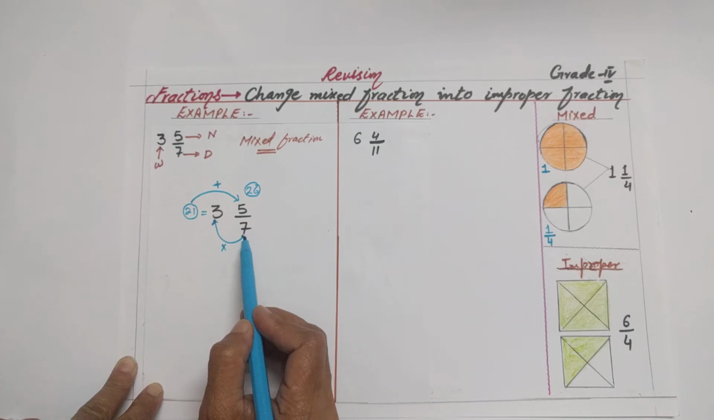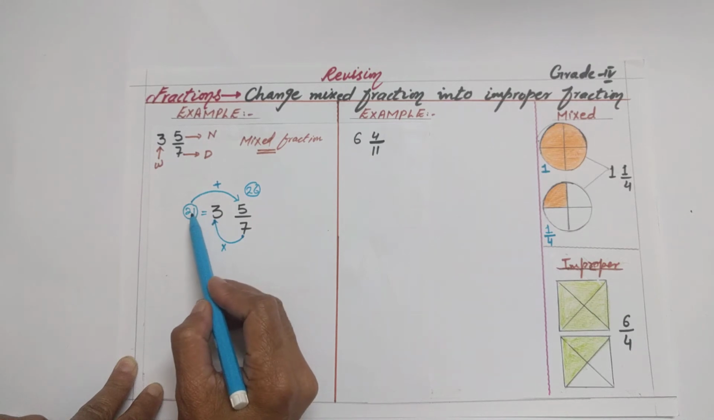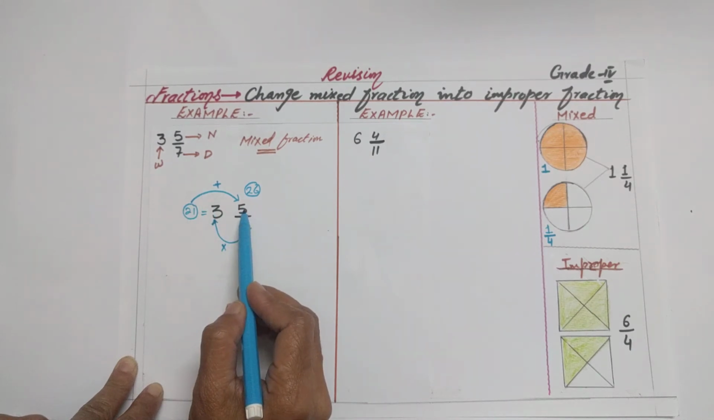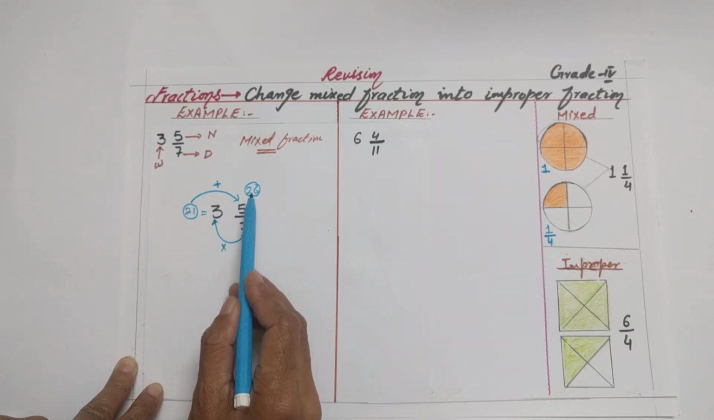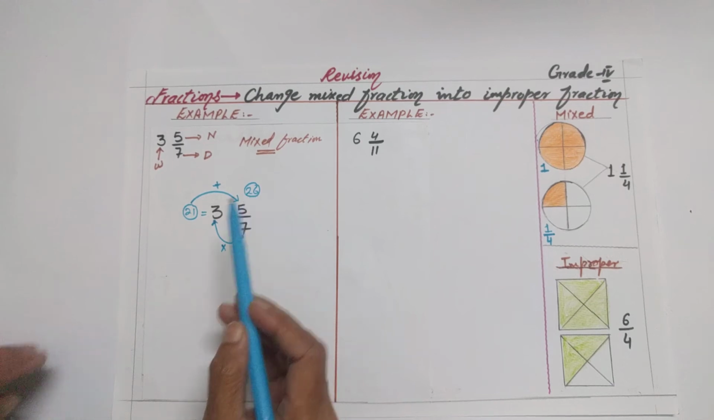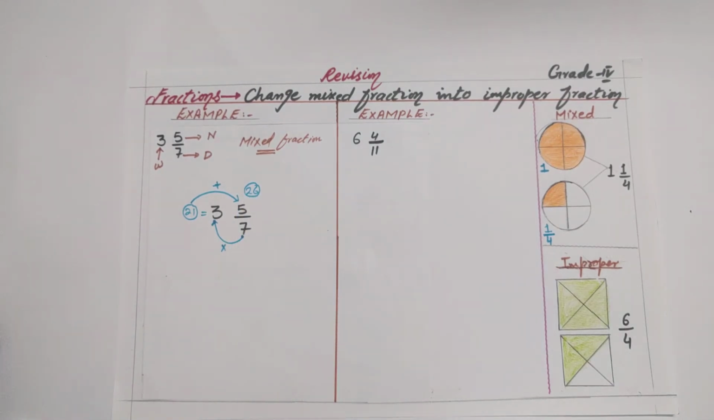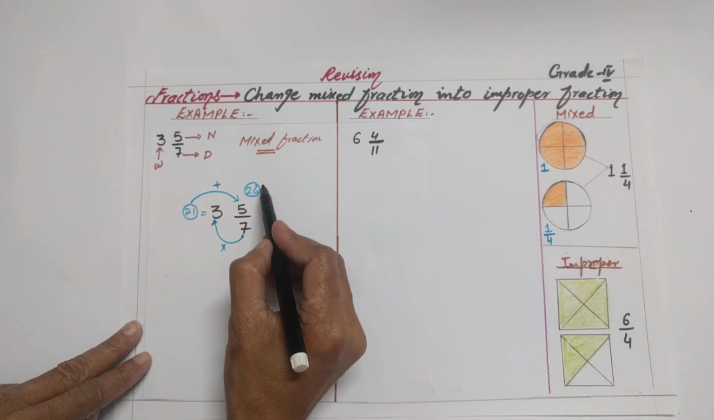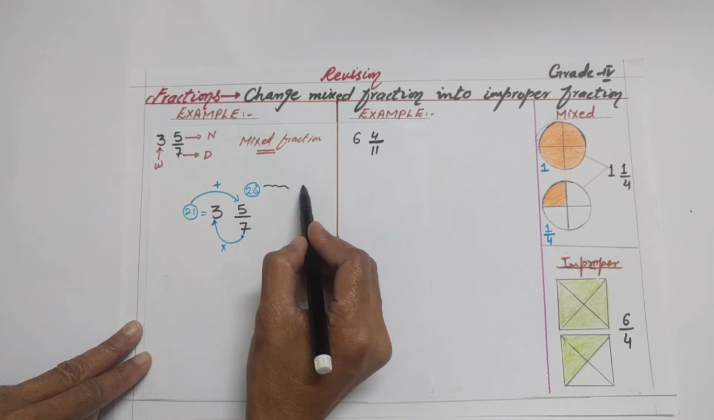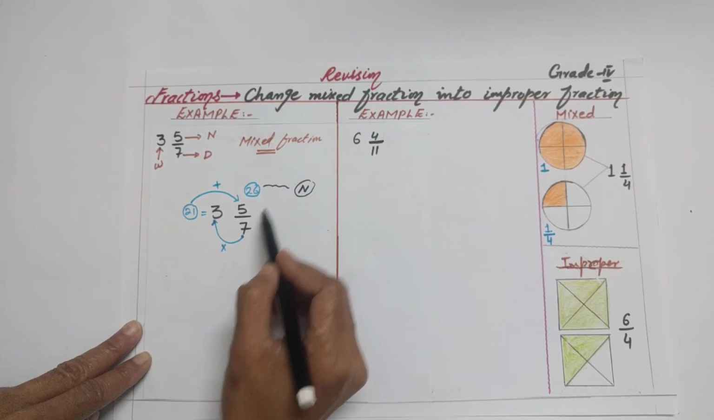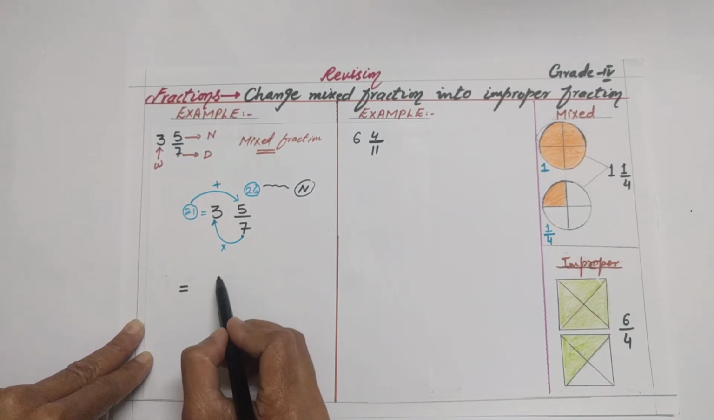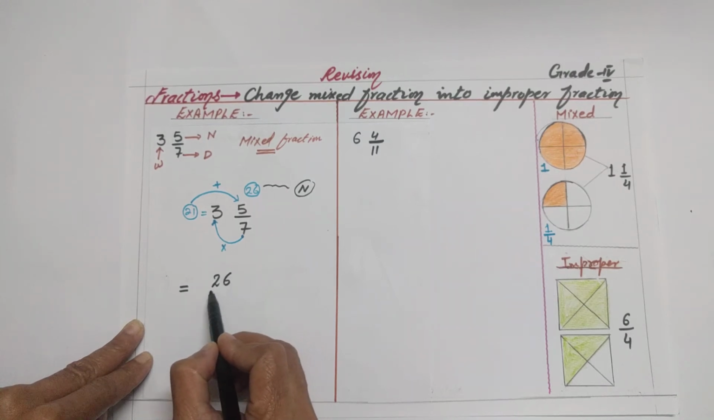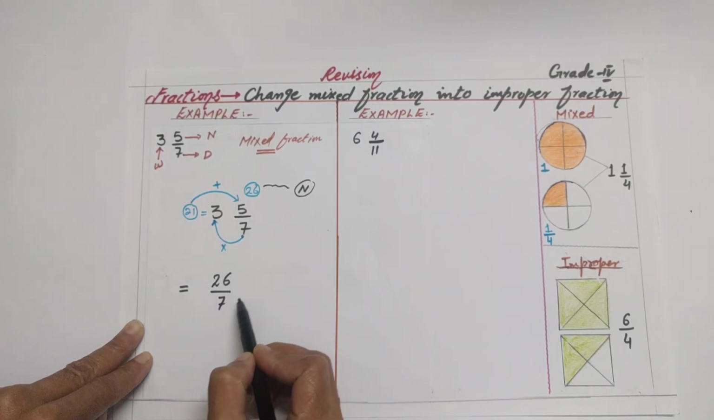So what have we done over here? We firstly multiply the denominator by the whole, and then we add this answer to the numerator of the proper fraction. So 7 3s are 21. 21 plus 5 is equal to 26. Now this 26 is actually our new numerator. So we will write the new numerator over the denominator. 26 is our new numerator and 7 is our denominator.